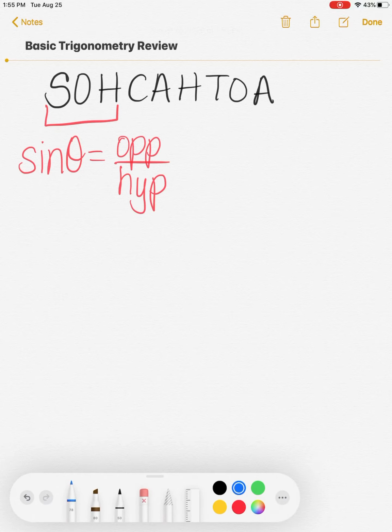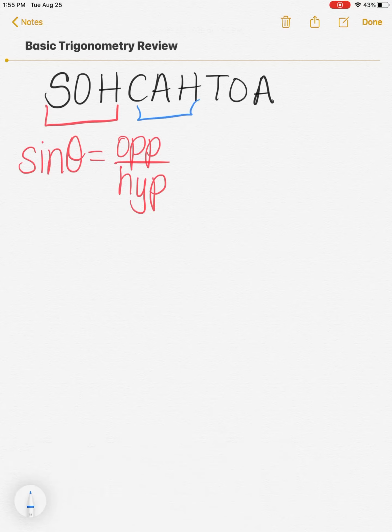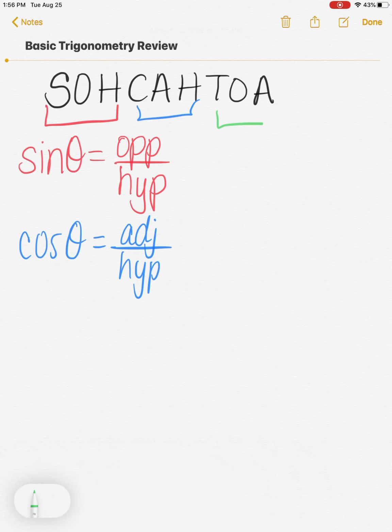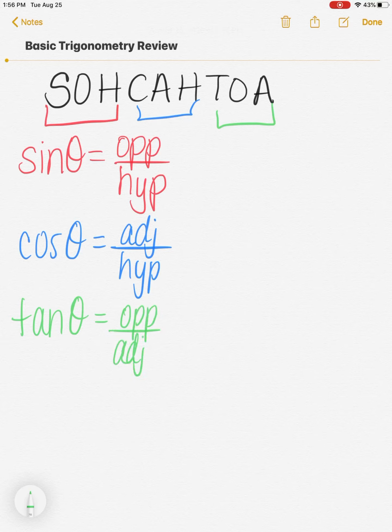Next, we are going to discuss the CA side of things. CA stands for cosine of theta is equal to the adjacent side over the hypotenuse. Lastly, we have TOA. TOA stands for tangent of theta equals the opposite side over the adjacent.